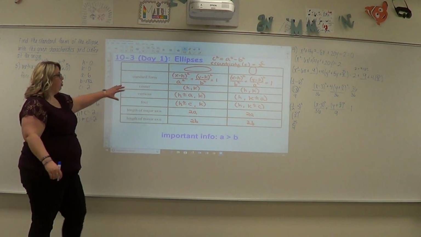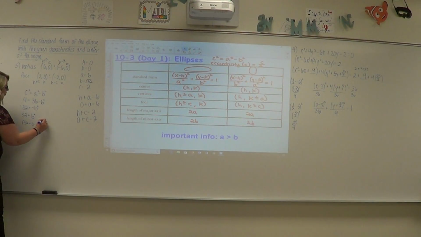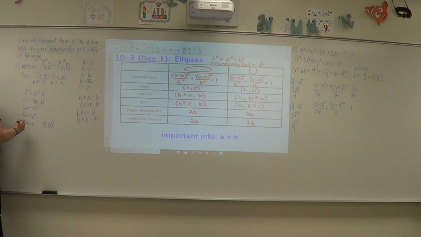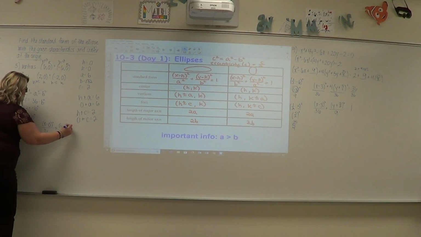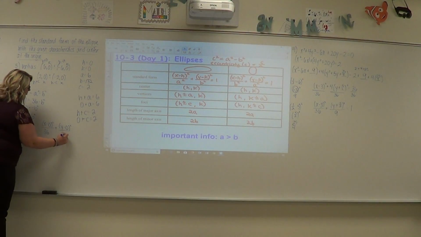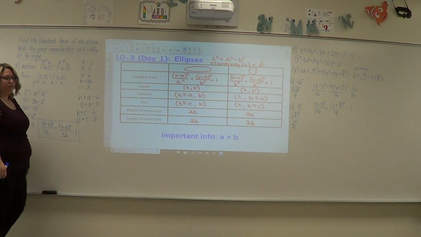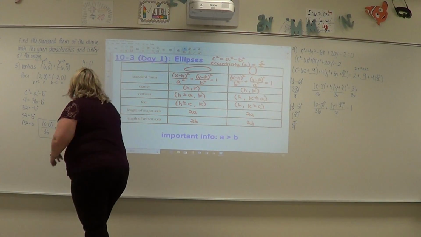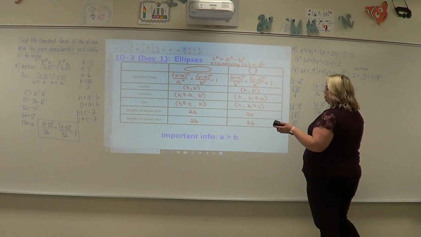Okay, once you find everything, all you're doing is plugging it into the equation. So this would be x minus 0 squared, or just x squared, over A squared, so 36, plus y minus 0 squared, or just y squared, over the square root of 32 squared, which is 32, equals 1. The b is the square root of 32, and then you square it in the formula, so it just becomes 32.